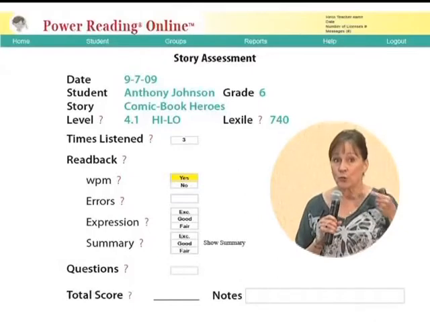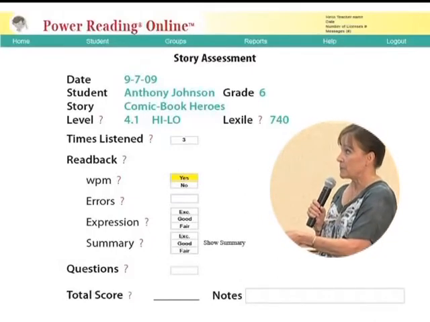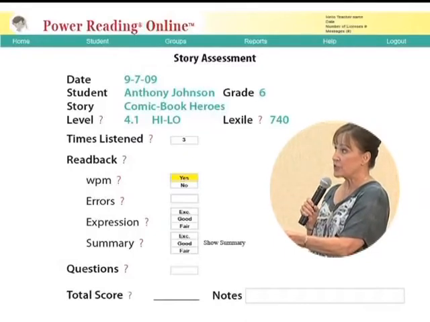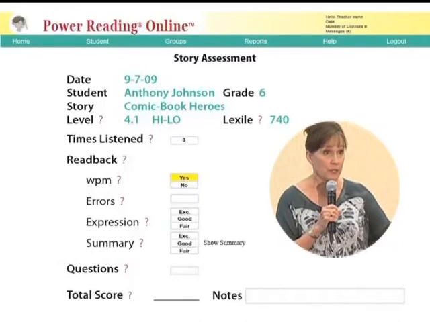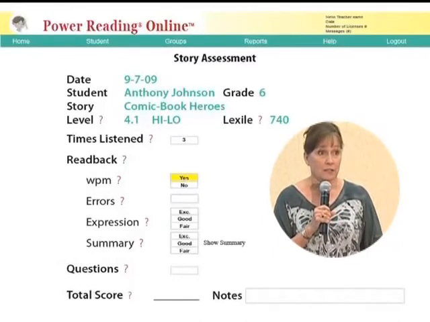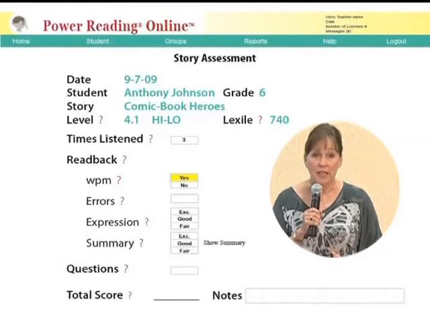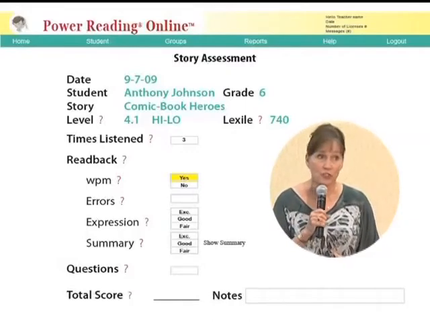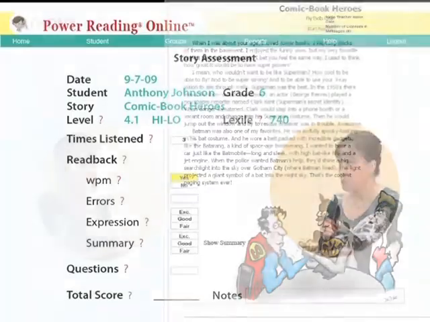Now it's time to do a read back first. I have a choice on the read back. If you'll look up here, it says words per minute, yes or no. You have the option, do you want to have words per minute on the story or not? Sometimes some kids are just scared to death when they know they're being timed, and if it's not a necessity every time, you may decide you don't want to time the child this time. Let's say yes, that we do want to get words per minute.